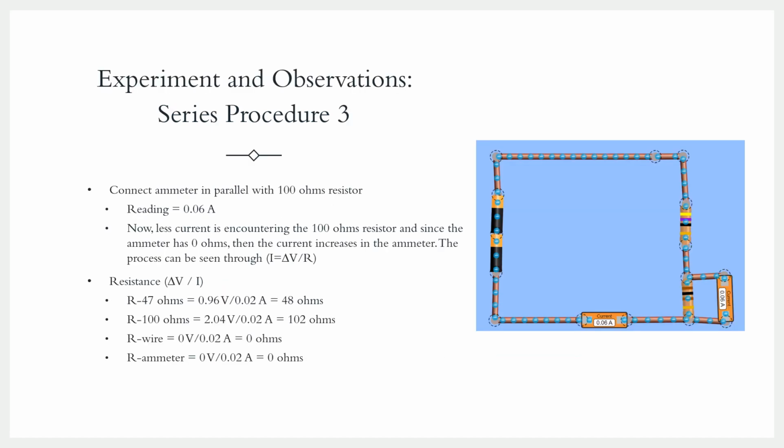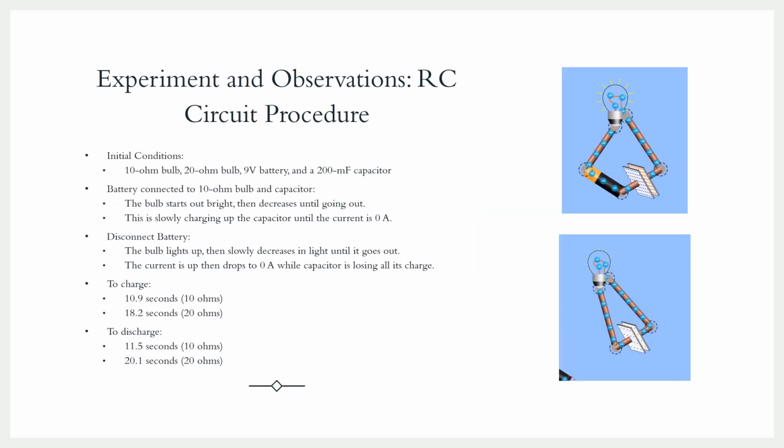Continuing with the series circuit, when we connected the ammeter in parallel with the 100 ohm resistor, the reading increased to 0.06 amperes. This is because less current is encountering the 100 ohm resistor, and since the ammeter has 0 ohms, the current increases in the ammeter. The process can be seen through the current equaling the potential difference divided by the resistance. For each area of the resistance, we calculated it by the potential difference divided by the current, as you can see below.